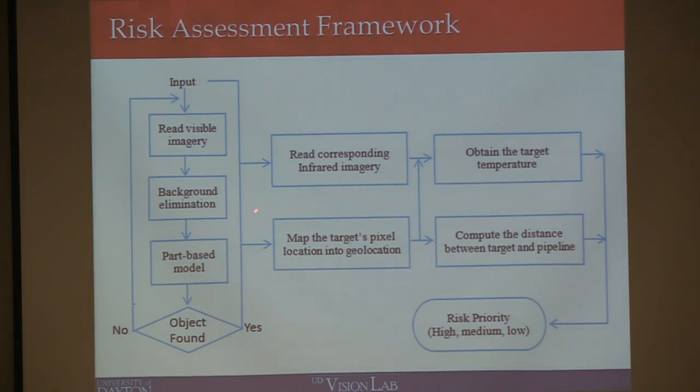If we find an object, the background is eliminated, and a part-based model is used for occlusion elimination. If an object is not found, we repeat for another frame. If an object is found, we go for the heat information and the mapping, that is the location information. Finally, we go for the risk priority assessment. That's exactly the reporting information.